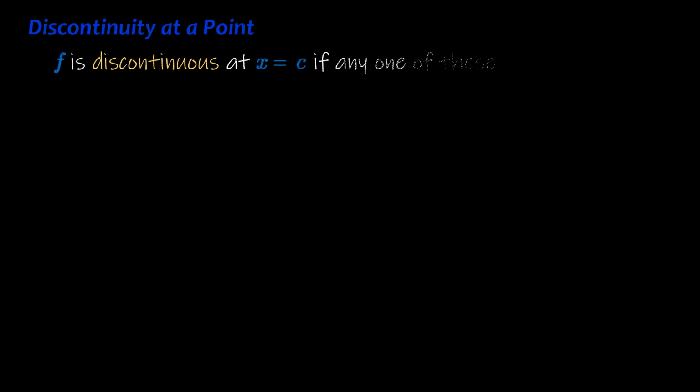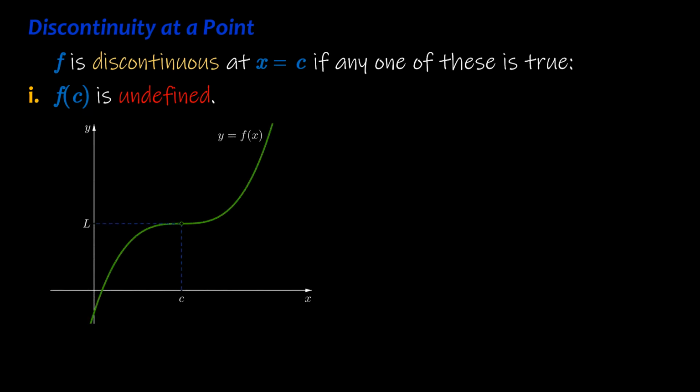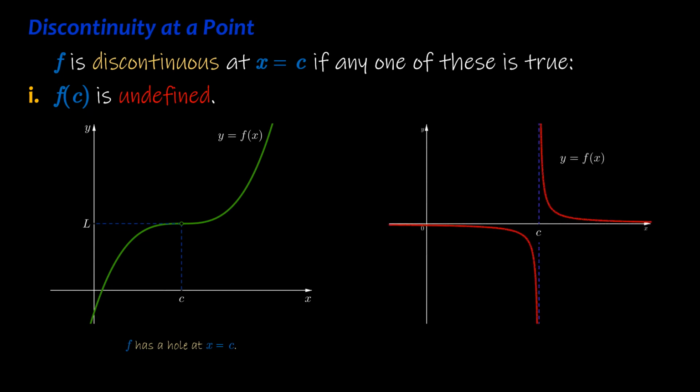Discontinuity at a point. A function f is discontinuous at x equals c if any one of these is true. First, f of c is undefined. That is, x equals c is not in the domain of f. F of c is undefined if f has a hole at x equals c. In addition, f of c is undefined if f has an infinite discontinuity at x equals c.